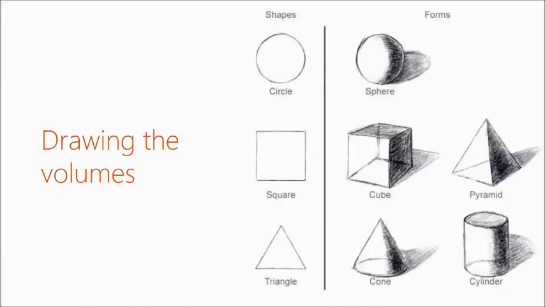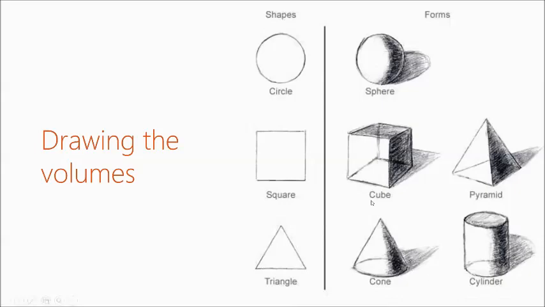So for the drawing volumes, as you can see, we have here the circle. But if there is a volume that is applied in a circle, then it becomes sphere. Here. So when the square has been added with a volume, it will become a cube. Likewise, if a triangle has been added with a volume, it will become pyramid, cone, and also a cylinder.